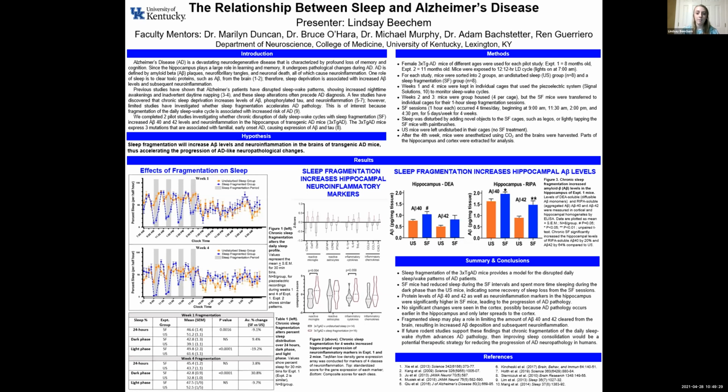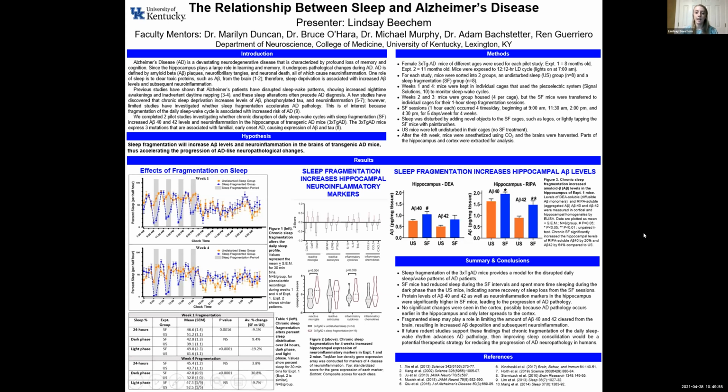We found that sleep fragmentation increased hippocampal neuroinflammatory markers. So we looked at 4 different classes of neuroinflammation and saw significant increases in the amounts of reactive microglia as a result of the sleep fragmentation versus the undisturbed sleep group. And probably the most interesting data is that we found sleep fragmentation increases hippocampal amyloid beta levels.